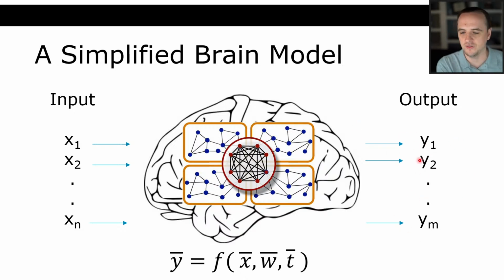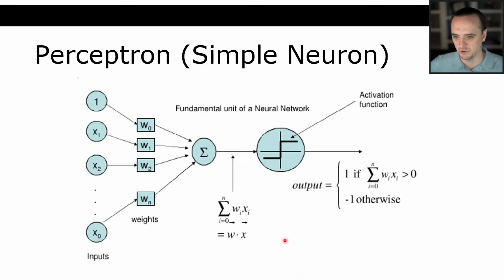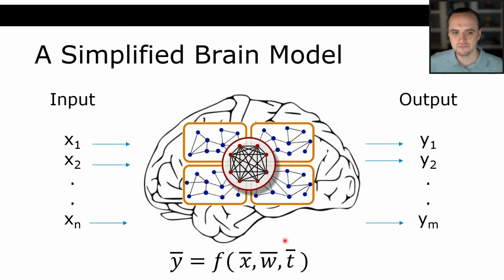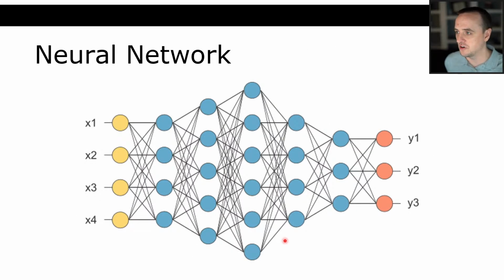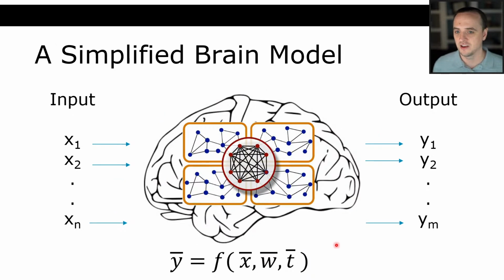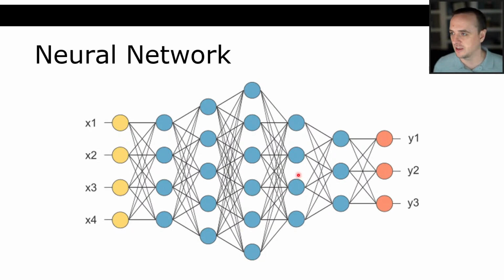So we're going to call the output vector y. Our y hat just means this is a vector. So the output vector is a function of the input vector, the weight vector, and the threshold vector. Remember, we had the thresholds back here. And this is essentially what a neural network is. Just like the brain has a collection of neurons, a neural network is a collection of artificial neurons.